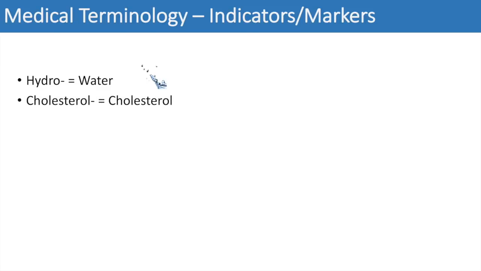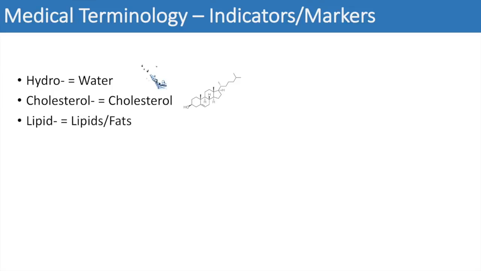So these are very important when we look at blood screening panels. And one is hydro, which simply means water. So we all know that one's very, very common or very simple. So you can think of hydration or dehydrated. Cholesterol, which simply means cholesterol. That's a very easy one. So you might have hypercholesterolemia, too high of a cholesterol level in the blood.